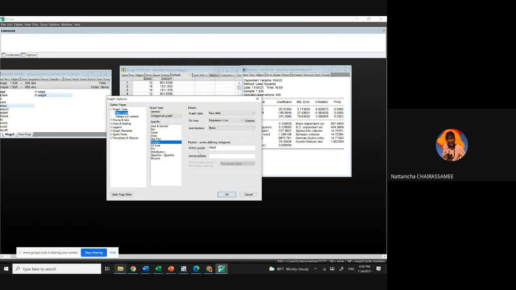Because we are going to plot a graph with education together in one graph, but we would like eViews to separate the data set between black and white people, in this case we are going to use within graph. Once you're done, just click OK.